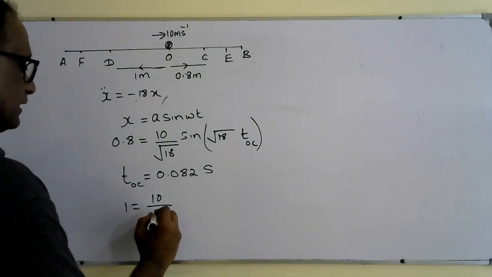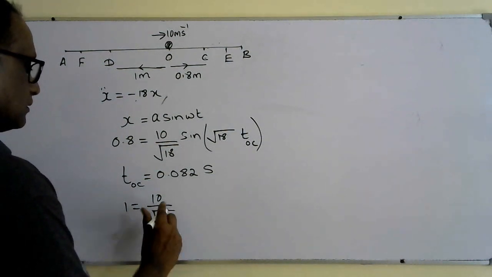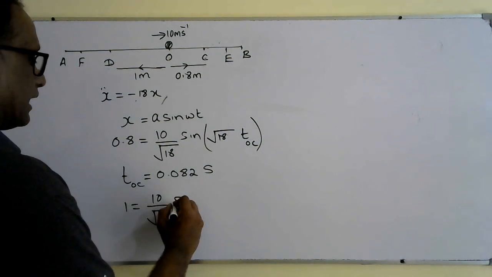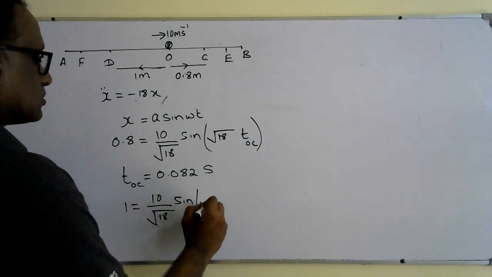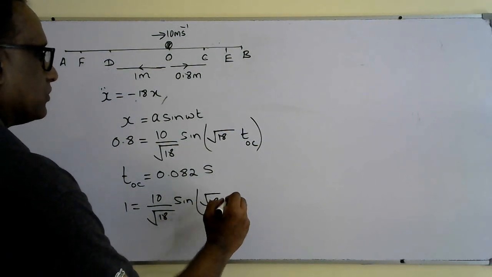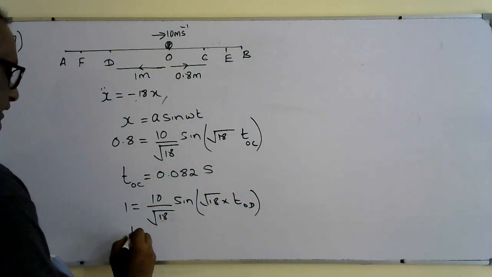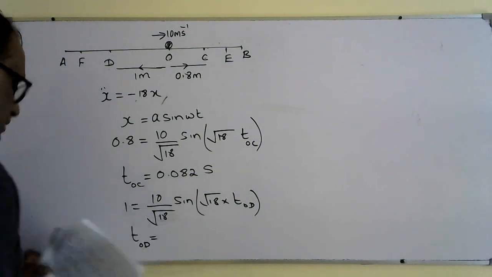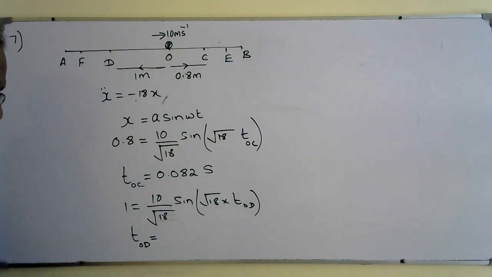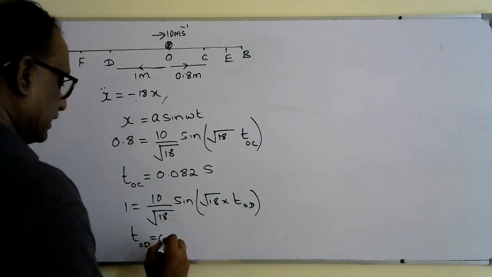Same way, find it for the motion OD. Again use the same equation, that is 1 equals 10 over square root of 18 times sine of square root of 18 into TOD. So find TOD. You will get 0.103.